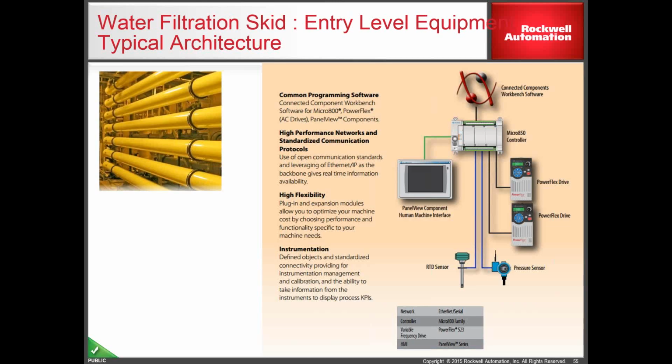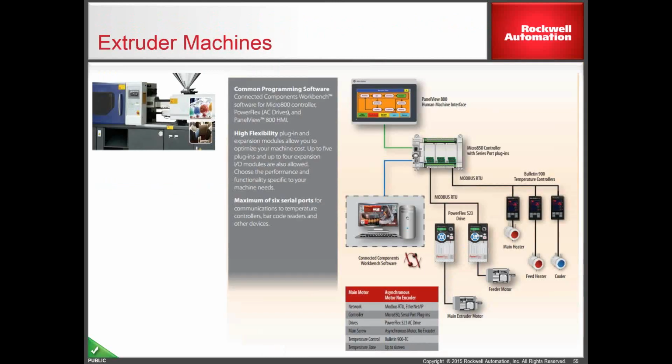And this is a water filtration skid, which is an entry-level skid, which has a controller, HMI, and 2 drives. This is an extruder machine in a plastic application, which is a bit complex application. So it has a controller, it has a PF523, and there are 2 motors, one on the feeder, one on the main extruder, and then there are some temperature controllers. So these are some key examples of applications.